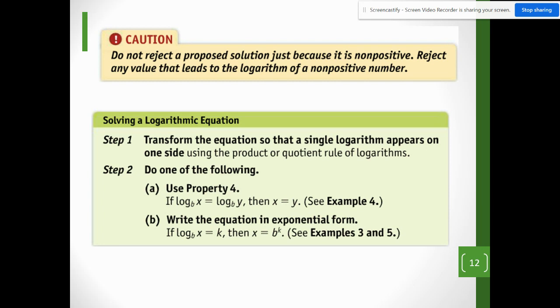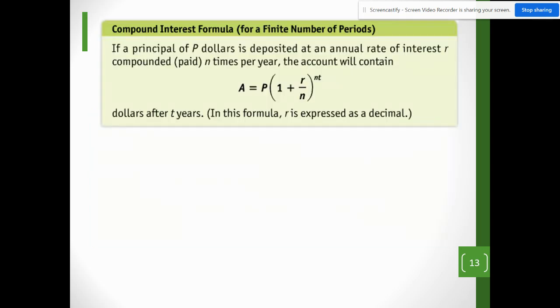Now we're going to solve a logarithm equation. So a couple of rules here, but let's move on to compound interest. If a principal of $P is deposited at an annual rate of interest R, compounded n many times per year, the account will contain A equals P times 1 plus R over n to the nth power dollars after T years.